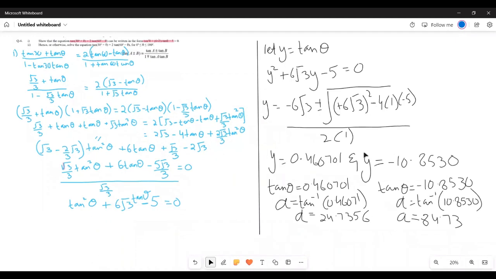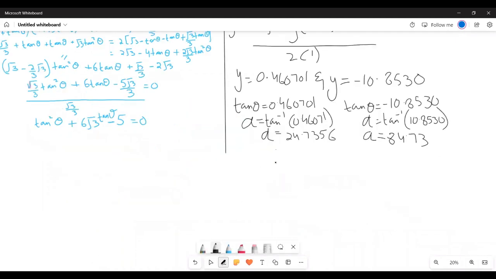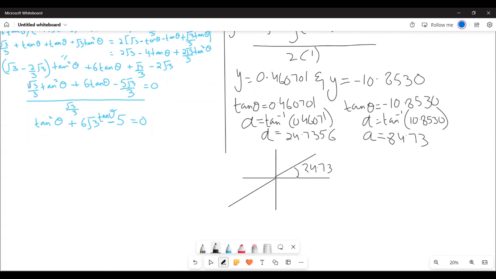Now we're going to draw the x-axis and y-axis and place these in the correct quadrants. So when tan is positive, it's either in the first quadrant or the third quadrant. So it's either here, 24.73, or here. And for the negative one, it's here, 84.73, and here.